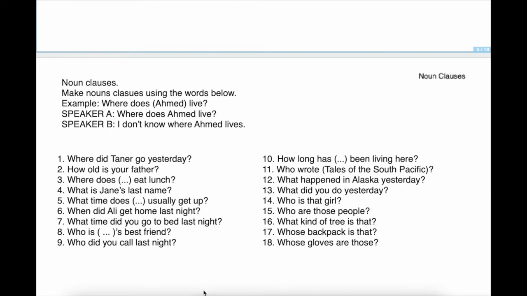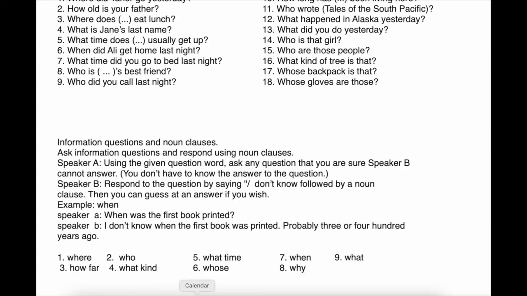And here we see some other information questions that we can use with noun clauses. And those are also called WH question words. Where, who, what time, when, what, how far, what kind, whose, why. And you can also make noun clauses using these words. Like, I'll try, make some.